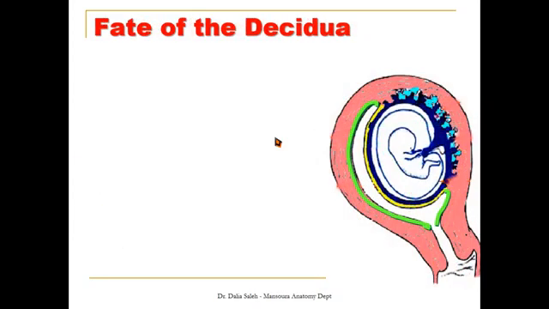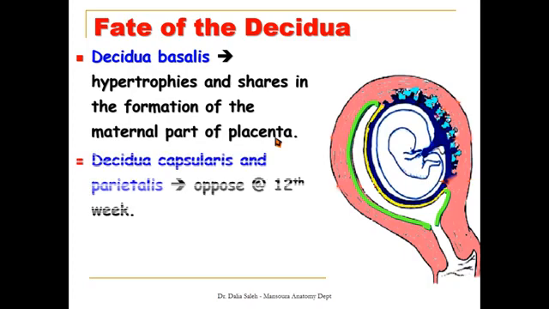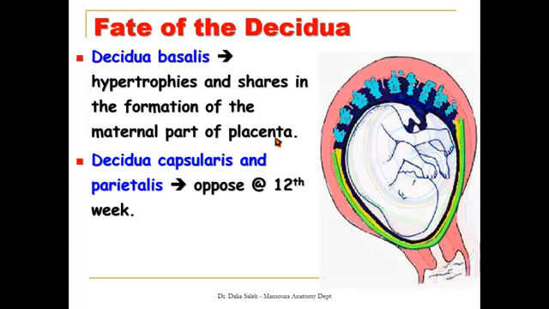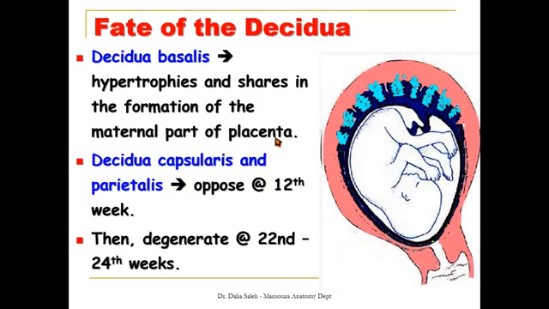What happens to these three parts of the decidua? The decidua basalis will hypertrophy and share in the formation of the maternal part of the placenta, while decidua capsularis and the parietalis, because of the growth of the embryo, will oppose and come into contact with each other by the 12th week of development, and then they will degenerate because of the growth of the gestational sac.